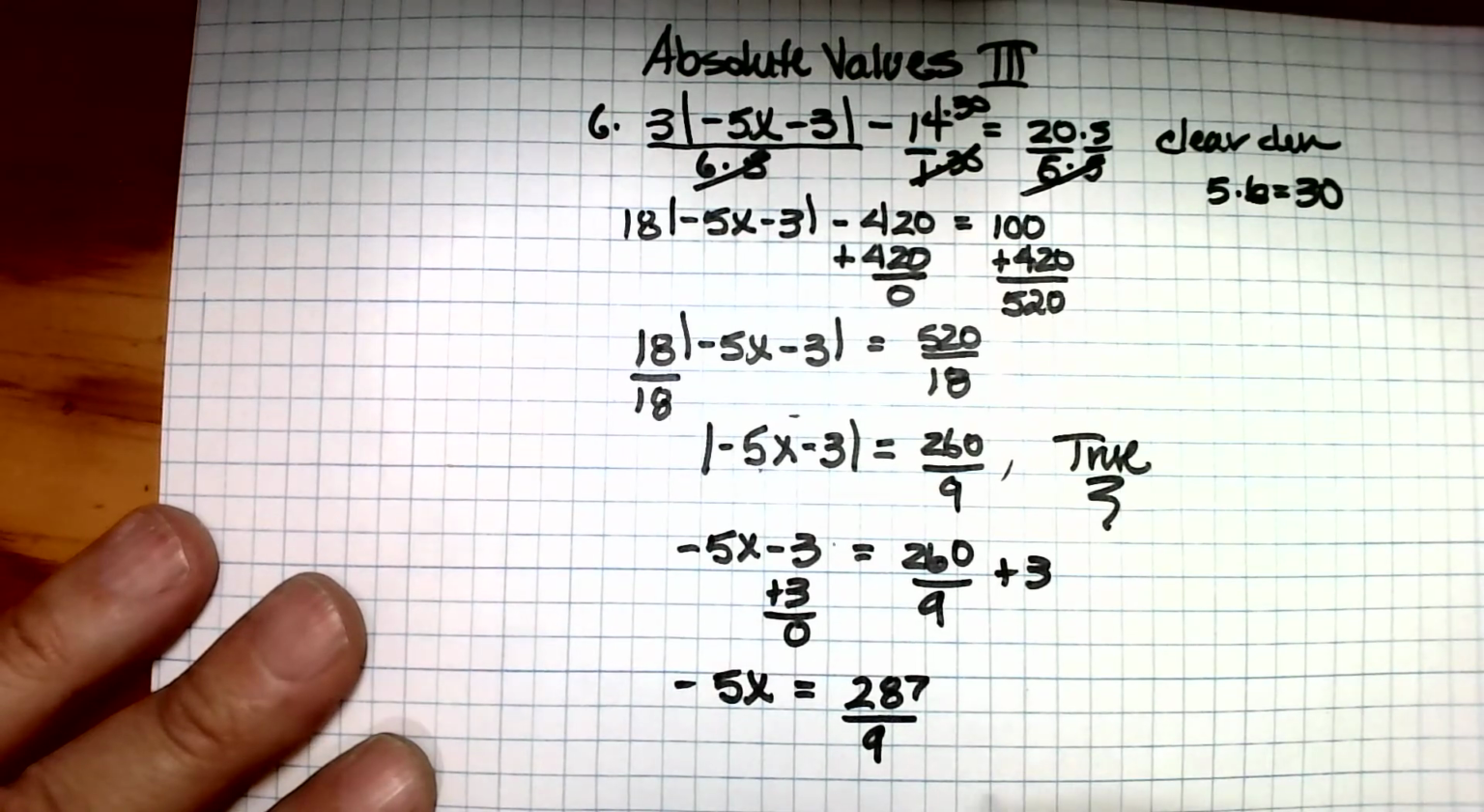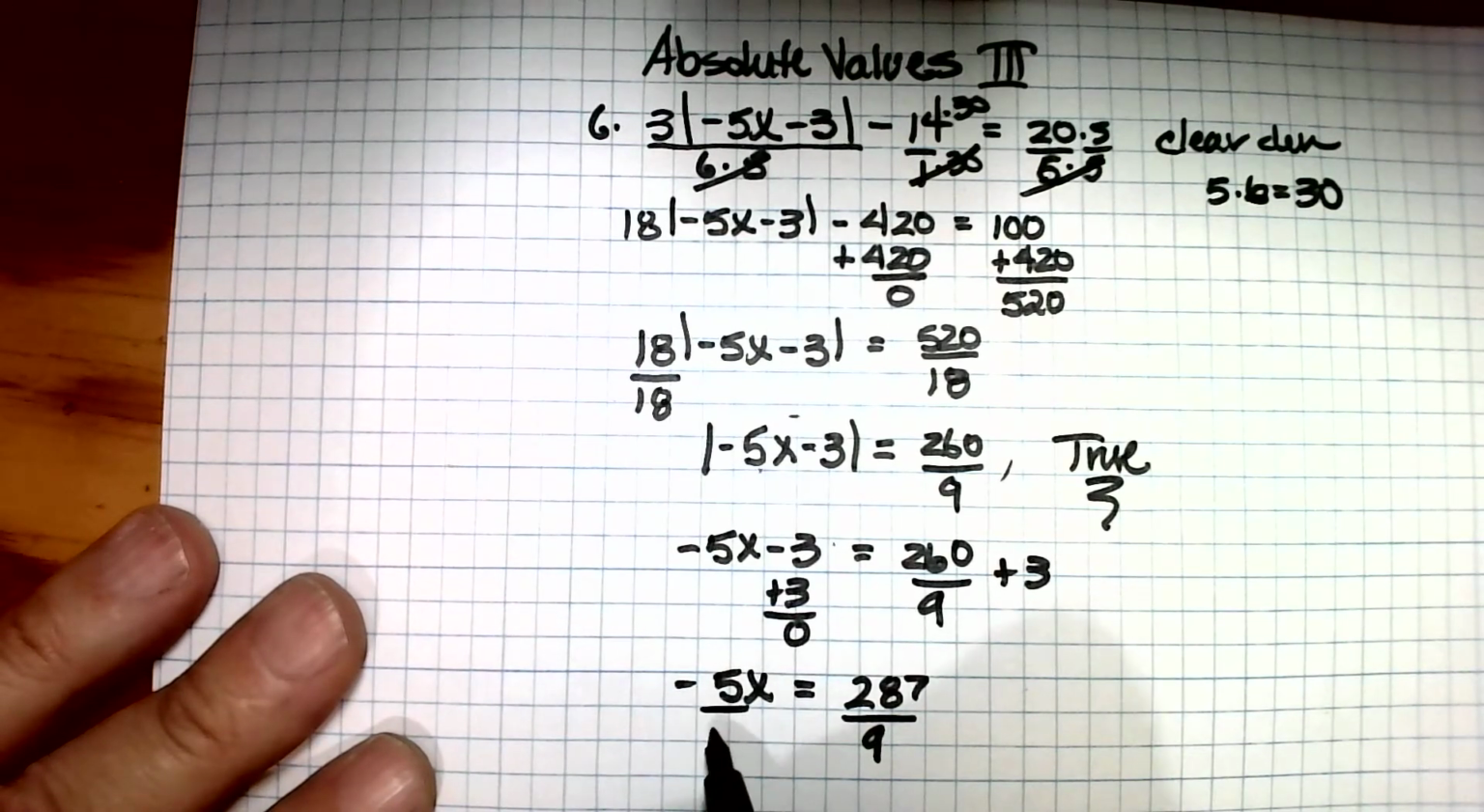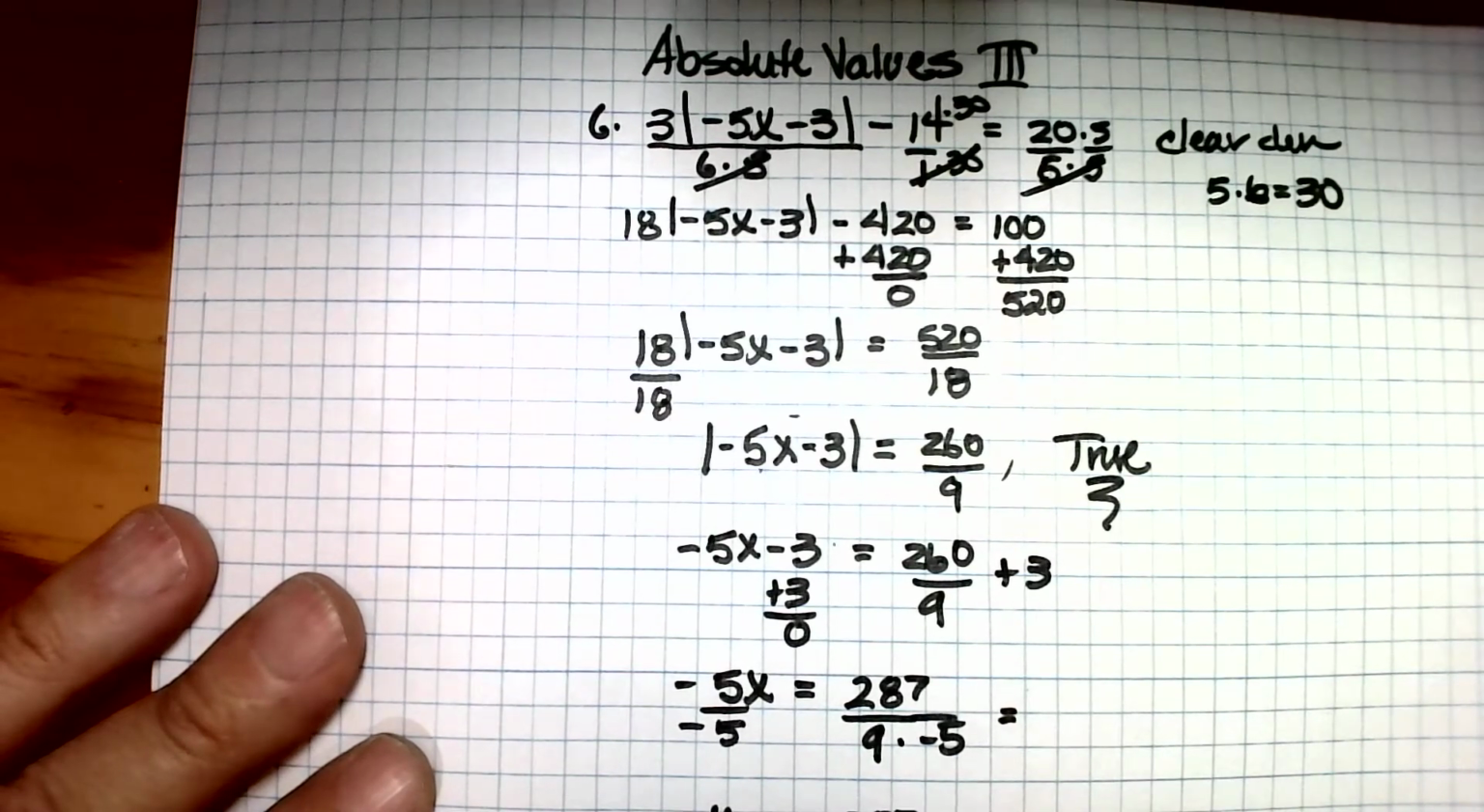Okay, now we're almost done. I'm going to divide by a negative 5, and that just moves a negative 5 down here. So that negative is going to make this negative. I have a positive x, so I have a negative 287. 9 times 5 will be 45, and that's the solution.